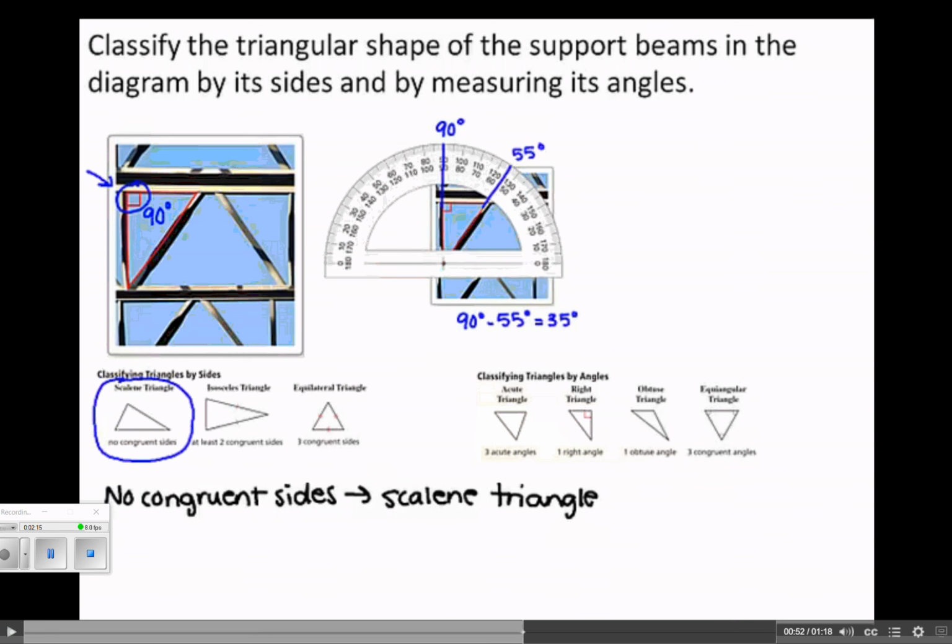Now, you can watch the whole video, but you're not going to need to measure the angles. Actually, all you really need to know is that it's a right triangle and it's scalene. So knowing that information, you can continue on.